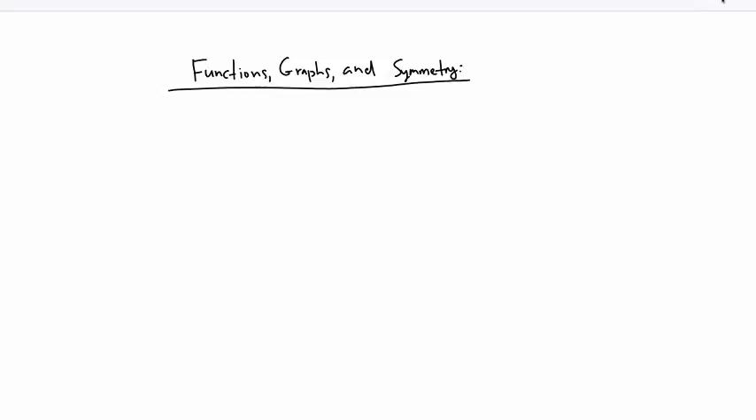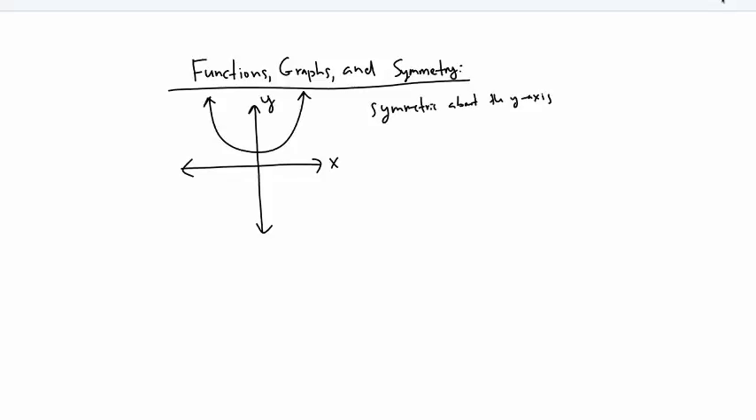Let's explore functions, graphs, and symmetry. We've defined what it means for a graph, any graph, regardless of whether it's the graph of a function, to be symmetric about the y-axis. An example is this graph right here. This graph is the graph of a function. Let's call it f with formula f of x.